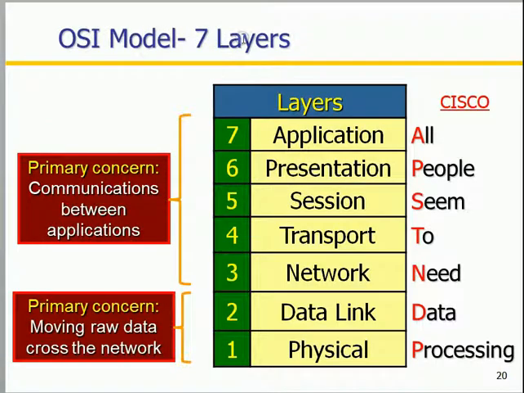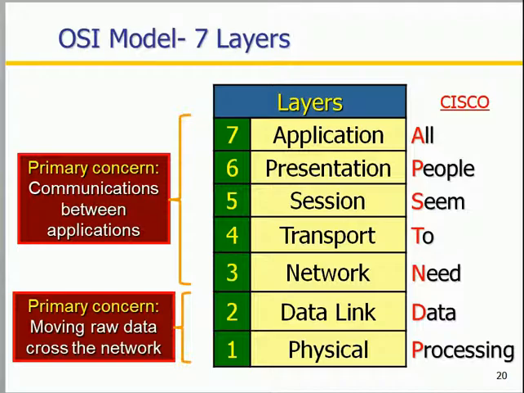Now an easy way to remember this is that all people seem to need data processing. So you have APSTNDP, physical, data link, network, transport, session, presentation, application. So these are the layers. You can memorize it any way you want, it's up to you, but you need to memorize this. That's the primary concern.